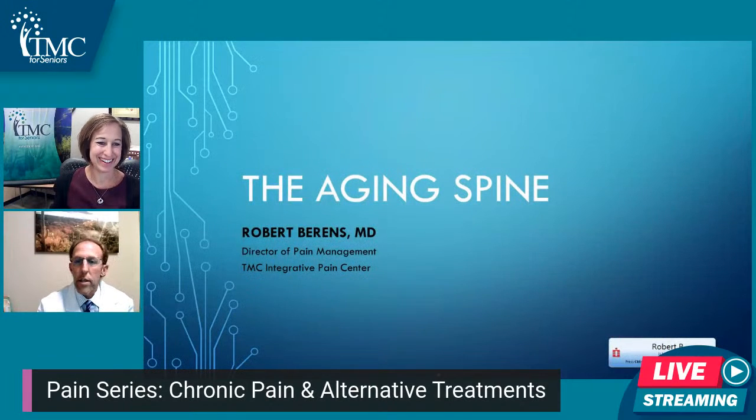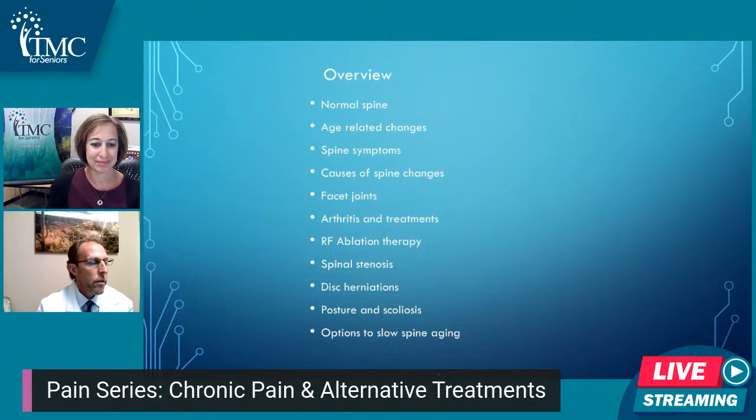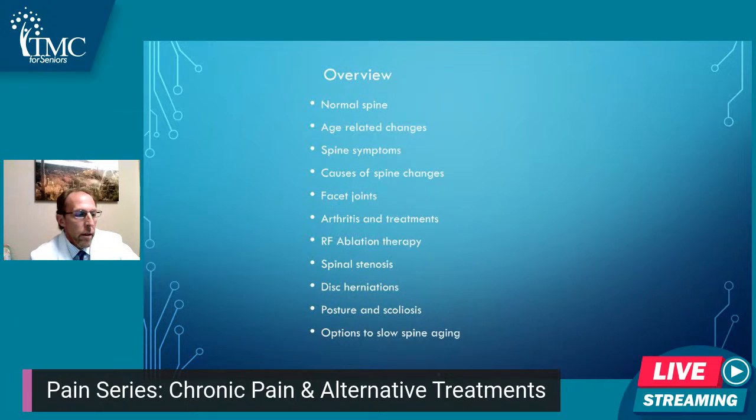Okay, great. Welcome, everyone. I'm glad you can all join us. We are going to discuss today essentially the aging spine and alternative treatments. So as an overview, we'll discuss the normal spine, age-related changes, spine symptoms, the causes of spine changes, the facet joint interventions, arthritis and treatments, the options for radiofrequency ablation type therapies, diagnoses of spinal stenosis, disc herniations, posture changes, scoliosis, and how to slow this aging process, which is challenging.